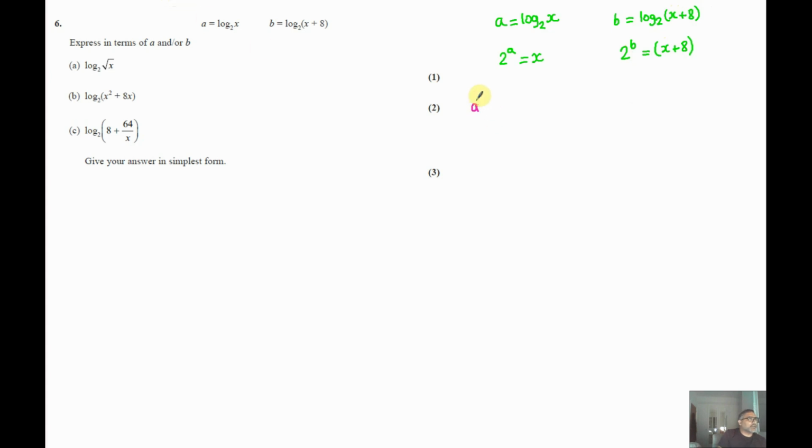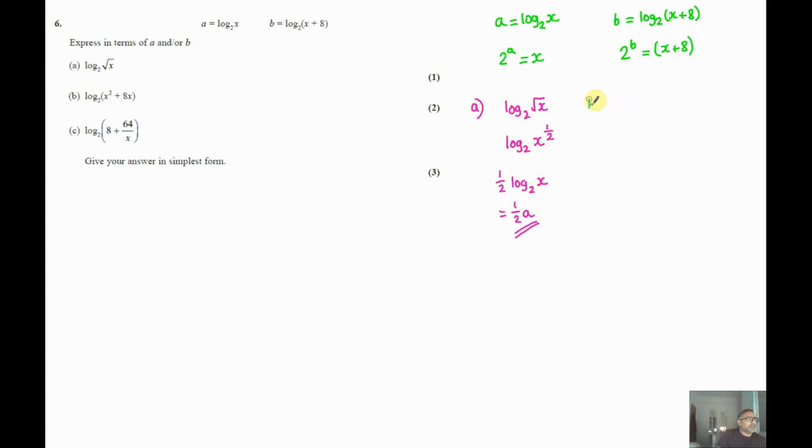So for part A, I want to express in terms of a or b, log to base 2 of root x. First of all, we want to change that format so that it's in index form, so that'll be x to the power of half. Using the power law, that can be moved to the front, so it'll be half log base 2 of x. And we know that log to base 2 of x is a, therefore it's going to be half a, or a over 2.